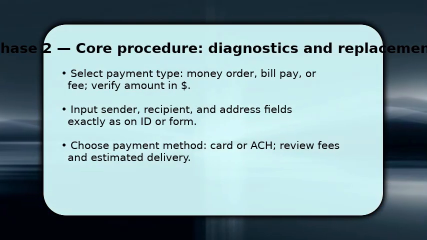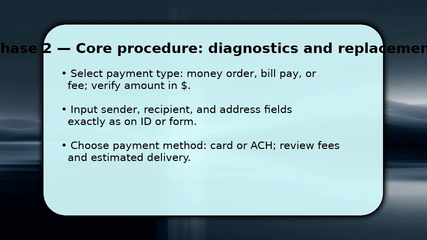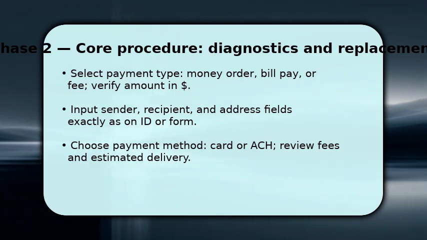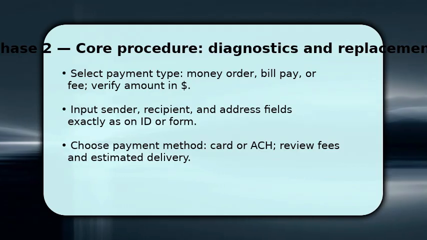Now enter the precise payment details. Pick money order, bill pay, or specific fee and enter the dollar amount. Fill sender and recipient names, addresses, and any reference number exactly. Mismatches cause delays. Choose card or ACH. Note the fee and delivery time. Cards clear faster but may cost more.